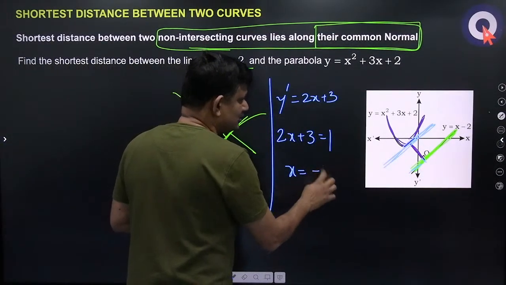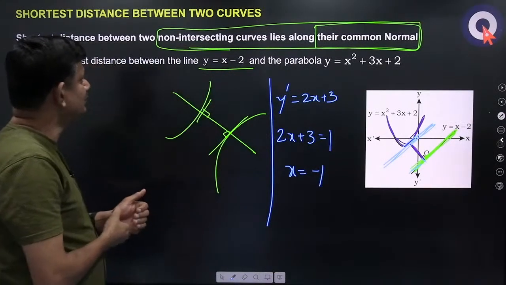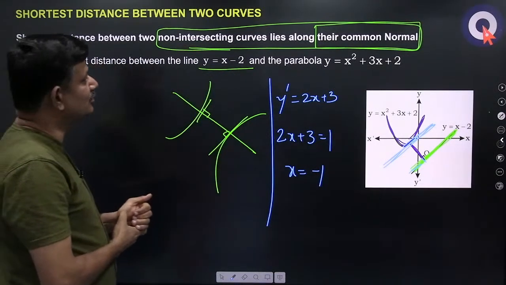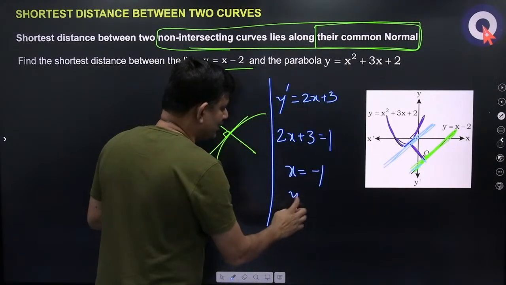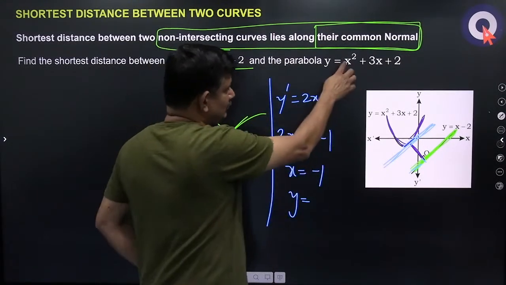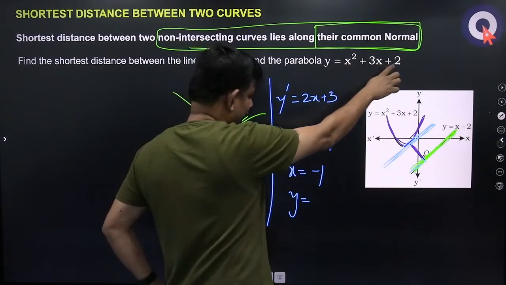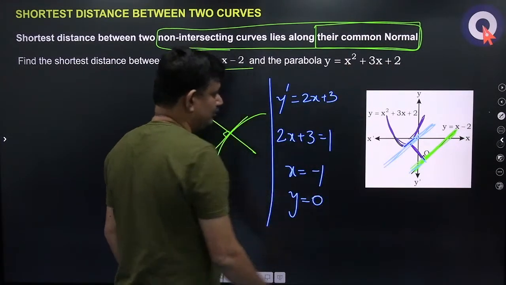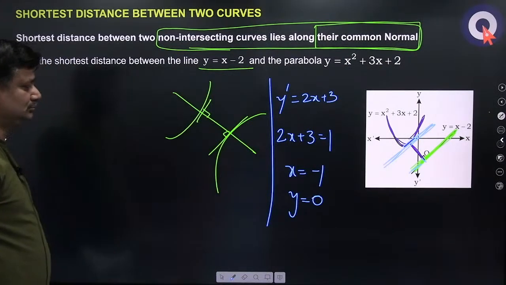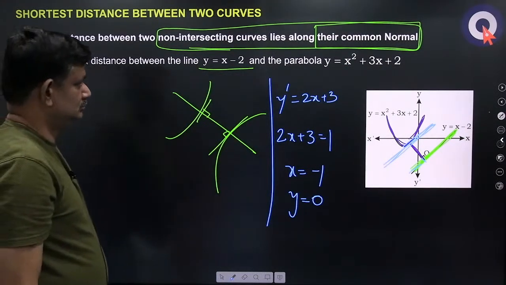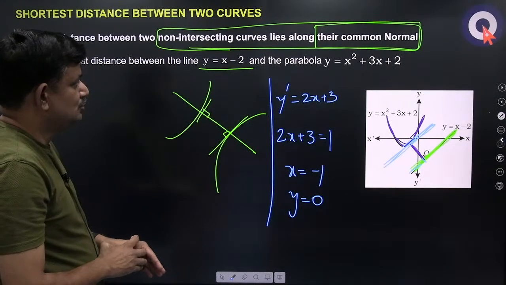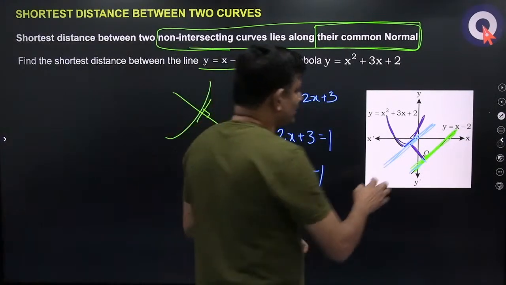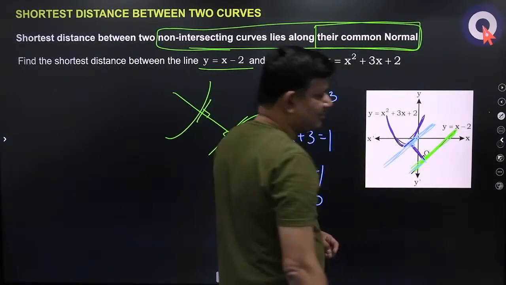X is equal to how much? X is equal to minus 1. Accordingly, you can find the point on the parabola. Substitute the x value. What will the y coordinate be? Minus 1, 1, plus 2, 3, 0. Minus 1, comma 0. So what is the corresponding point on the parabola? It is minus 1, comma 0.